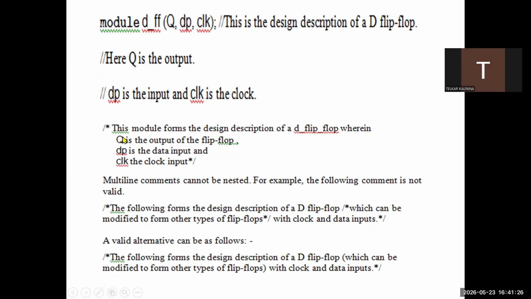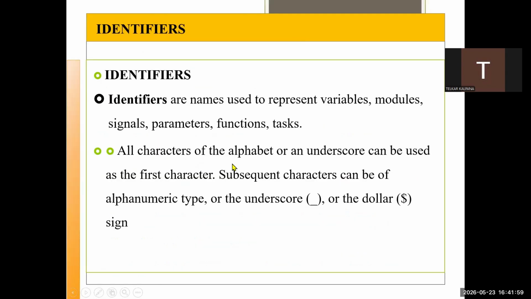And when there are multiple lines, instead of using a single line comment every time, starting with 2 slashes, we can use one slash and asterisk as seen in this example. So starting with a slash and asterisk, we specify the outputs and inputs and then end with the asterisk and then slash. In this way, we can use comments in Verilog.